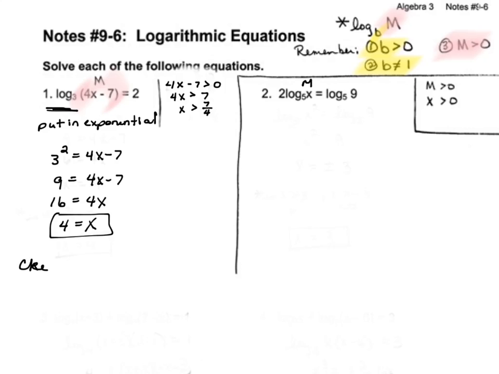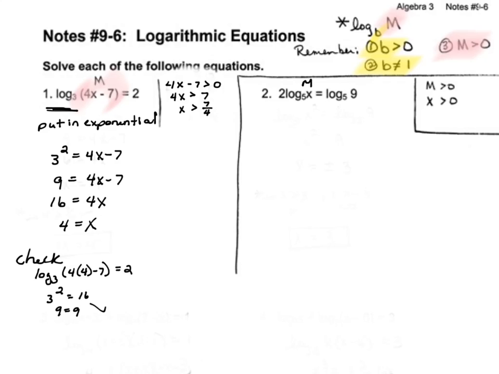Okay, that means we're going to put 4 back in our original equation. We have the log base 3 of 4x minus 7, log base 3 of 4 times 4 minus 7 equals 2. Exponential, that means you have 3 squared is equal to 16 minus 7, or 9 equals 9. And so that does check out as being a good answer. So x equals 4 is a correct answer.